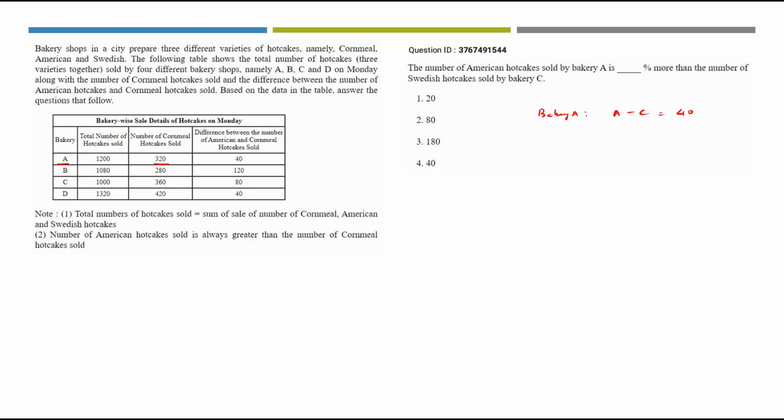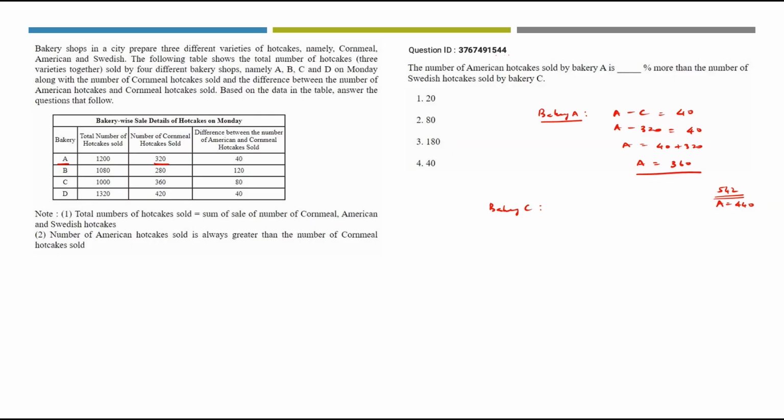We have been given the value of the cornmeal count. So it will be A minus 320, which is equal to 40. A is equal to 40 plus 320. So the number of American hotcakes sold by bakery A will be 360. They have asked how much percentage more than the number of Swedish hotcakes. So let's get into bakery C. For bakery C, already in question 542, we have the American count to be 440. This is from question ID 542.